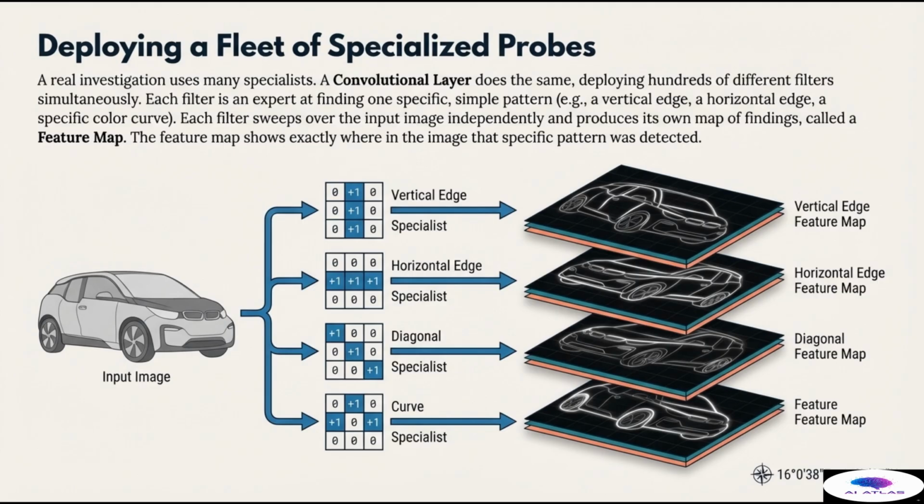So, if the input image is fed into a convolutional layer containing 64 different filters, the output is not a single map, but a stack of 64 feature maps. Collectively, these feature maps represent a comprehensive, localized fingerprint of the input image, detailing exactly where all the fundamental building blocks, the edges, curves, and gradients, are located. This array of maps is the foundation upon which the network builds increasingly complex understanding.